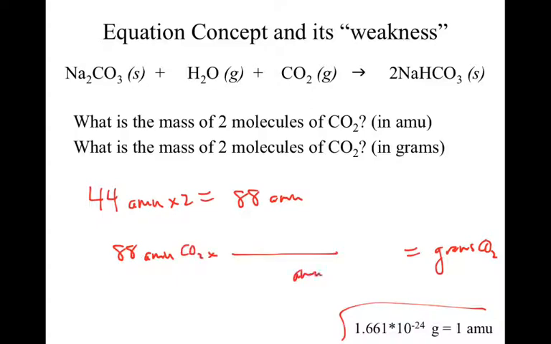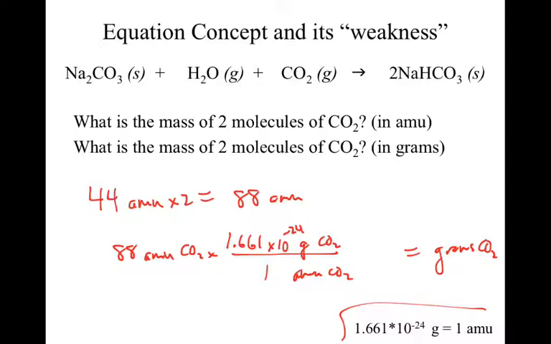AMUs need to be on the bottom, and grams of CO2 need to be on top. The number that shows up in front of grams is 1.661 times 10 to the negative 24th, and AMUs is 1. We just multiply that out and we get a stupidly tiny number. Okay? It's a bit challenging.